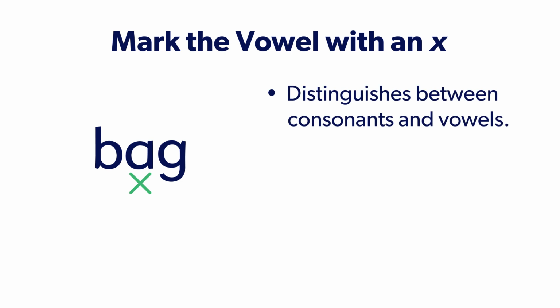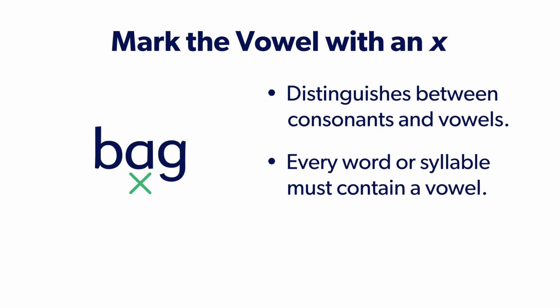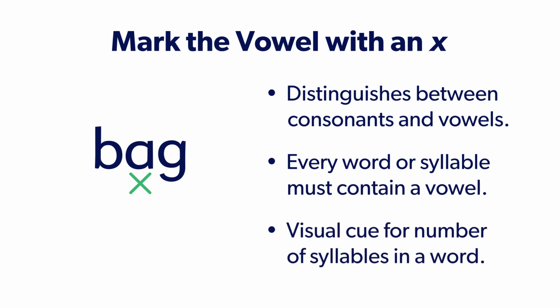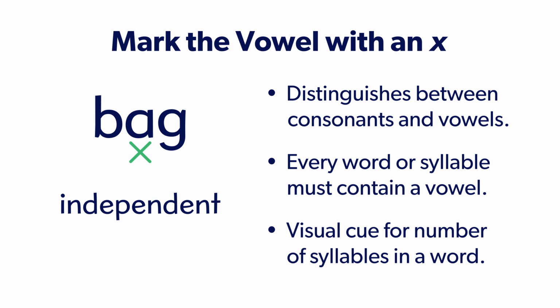First, this helps students discern the difference between consonants and vowels. Second, this draws students' attention to the critical concept in orthographic knowledge that every word or syllable must contain a vowel. And third, later, when students encounter multisyllabic words, this will provide a visual cue to let students know how many syllables a word contains. The number of X's is the number of syllables.